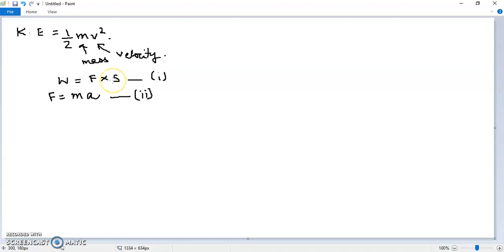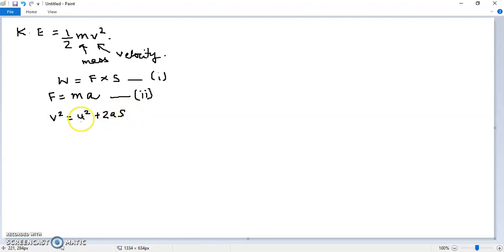Now how do we find the expression for displacement? Students, do you remember the equations of motion? What was the equation of motion? One of the equations of motion was this: v square is equal to u square plus 2as, where s is the displacement, a is the acceleration, u is the initial velocity, and v is the final velocity. So suppose there's a body of mass m starting from rest, so initial velocity is 0, and attains a velocity v after certain time, all right, and covers the displacement s.